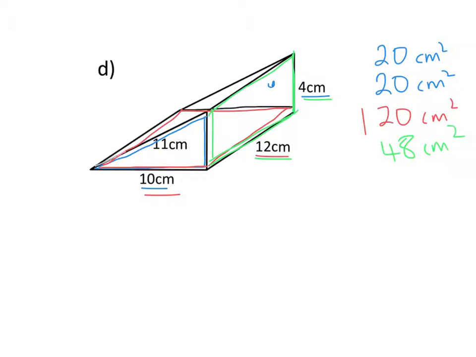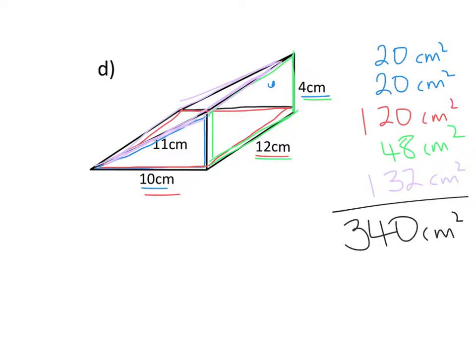And then I'm going to do the big long face, which is at the back this time, but it was at the front on the last question. And that is 11 multiplied by 12, which is 132 centimeters squared. And now I'm just going to add them all up. So 20 plus 20 plus 120 plus 48 plus 132 is 340 centimeters squared.